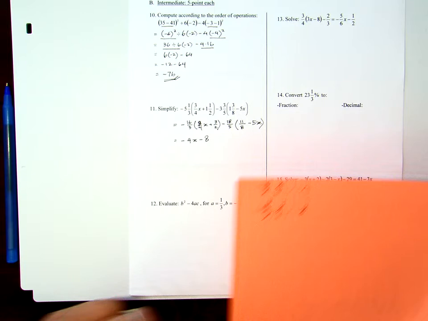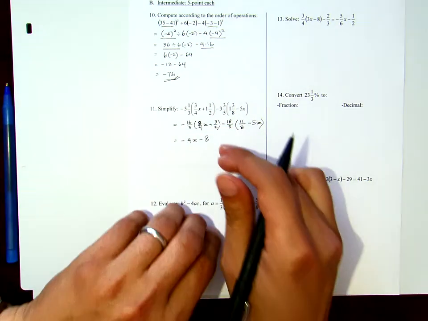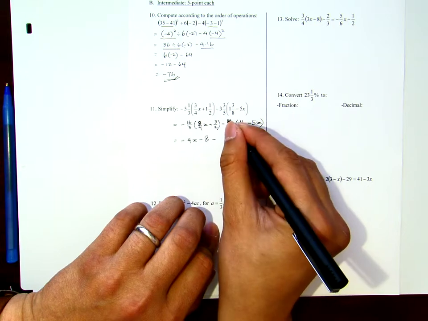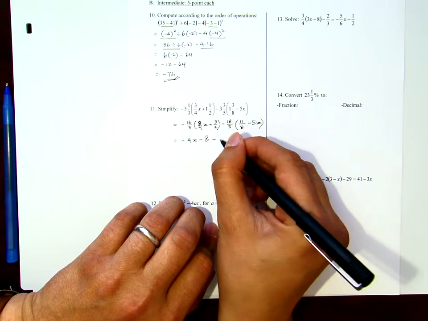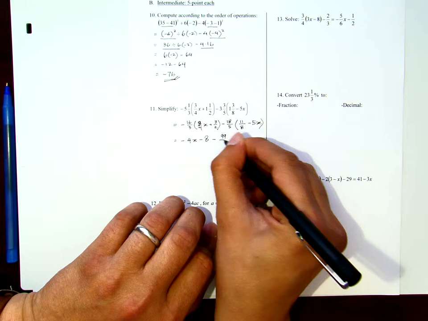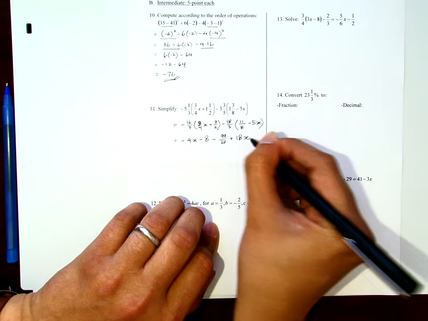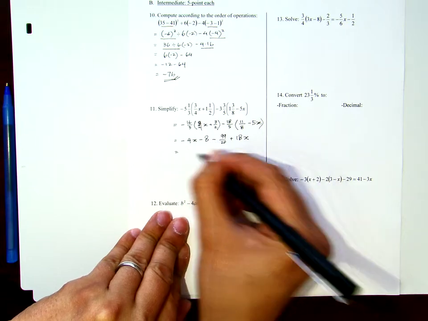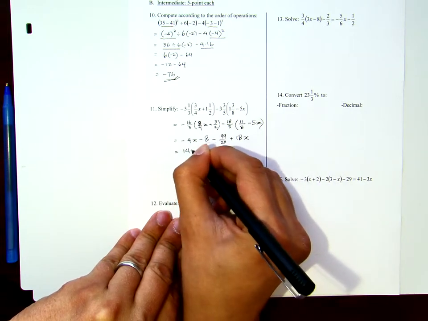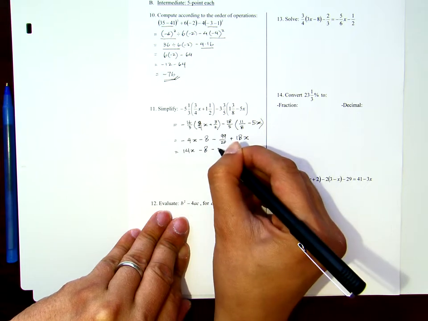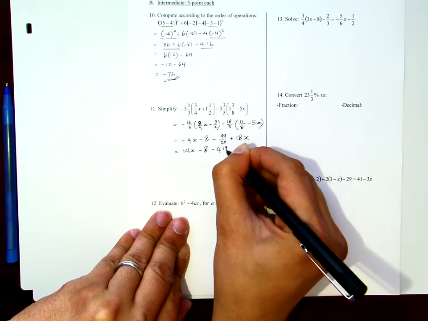Okay, now you should do the same to the second part here. I will show you what we get then. This is -9, this is 4, so that's -99 over 20 plus 18x. Now this will give me 14x minus 8 minus 4, 19 over 20.